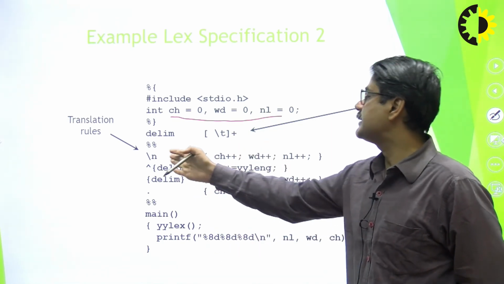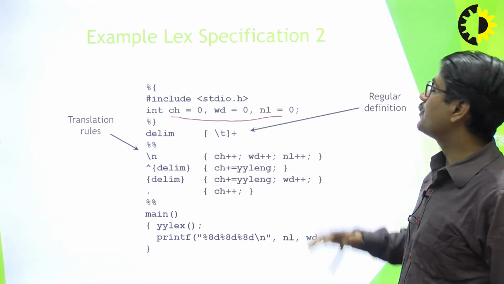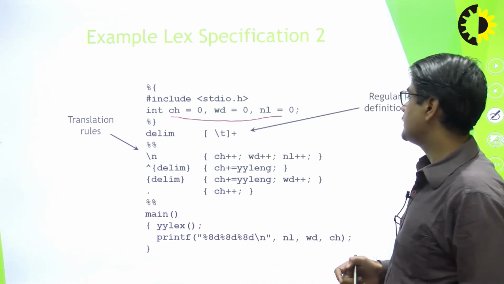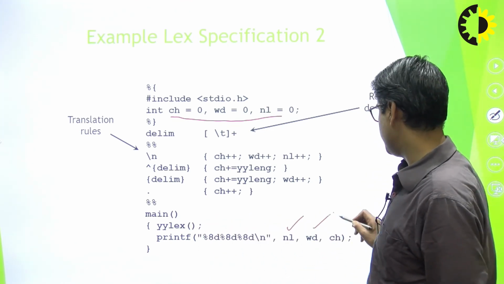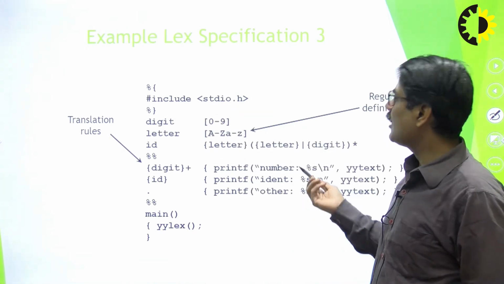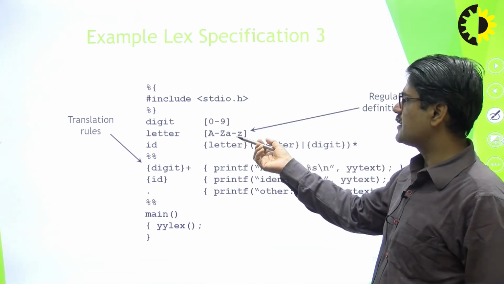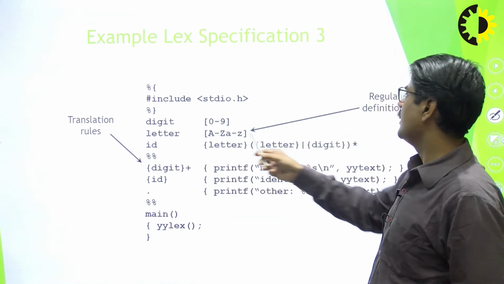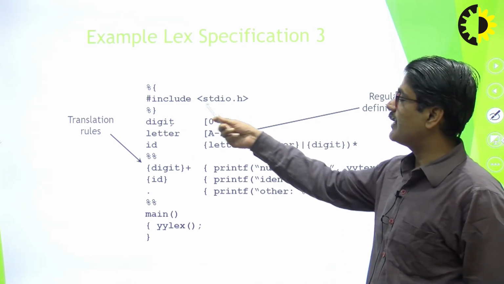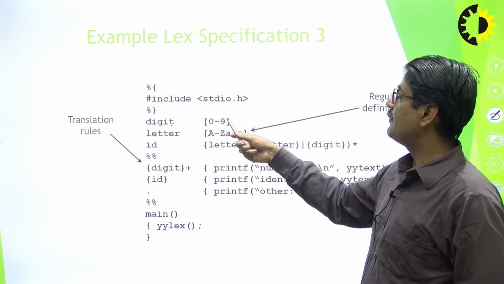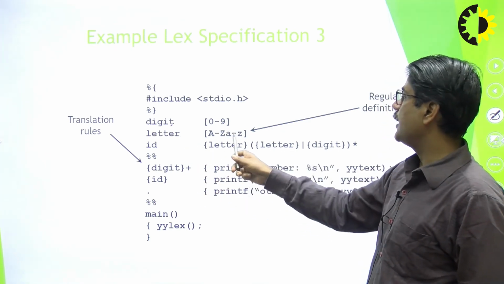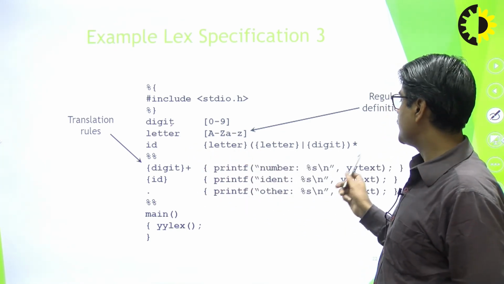Whenever we are getting this kind of thing, what will be provoked over here? Okay, so that is this, and then finally yylex will be generated in terms of n1, wd and ch. These values are generated. Now if you take the third example, it is a very basic example. These are basically regular definitions, because digit contains 0 to 9 values, so we have to define this regular definition so that whenever we get 0 to 9, we can accommodate it here. Then A to Z, then ID, because we are going to generate the ID.